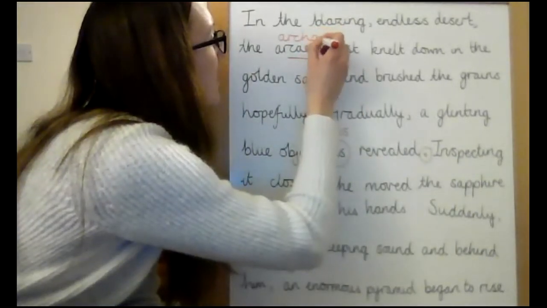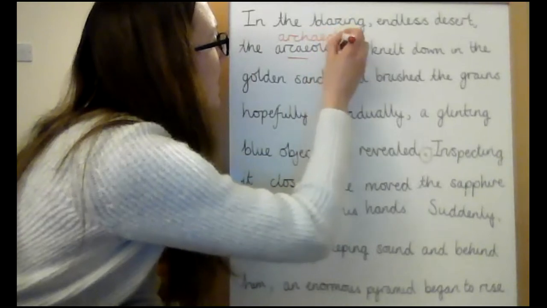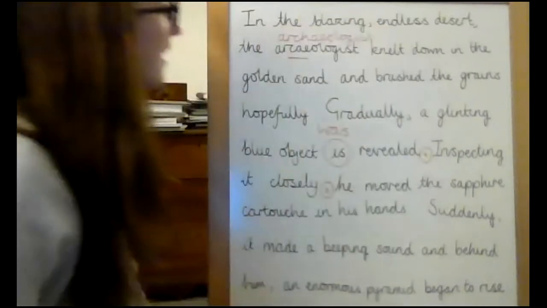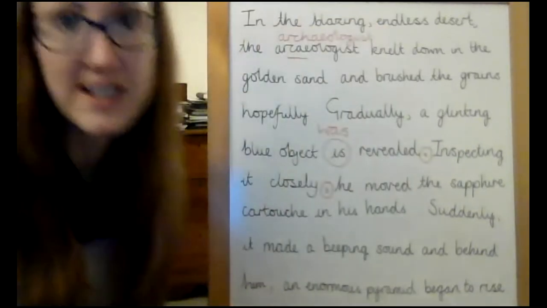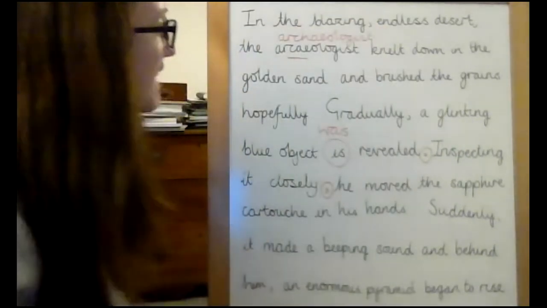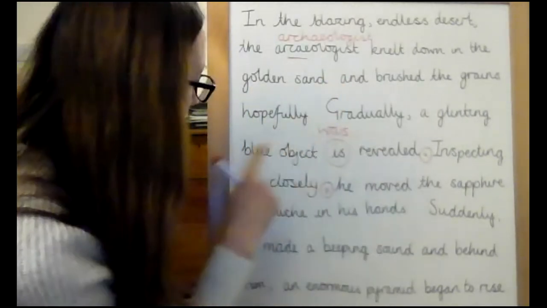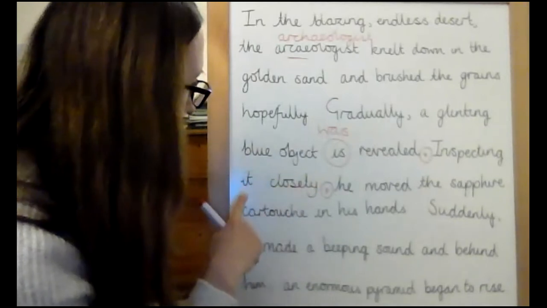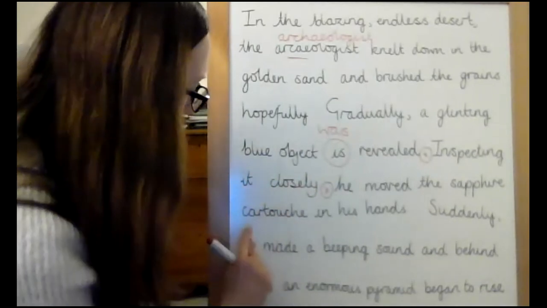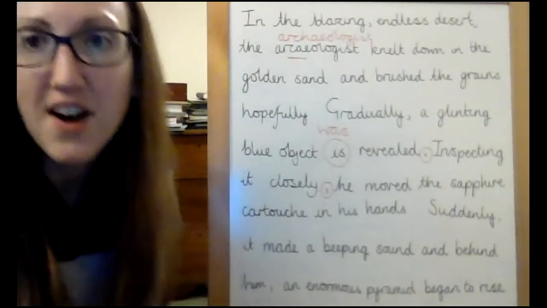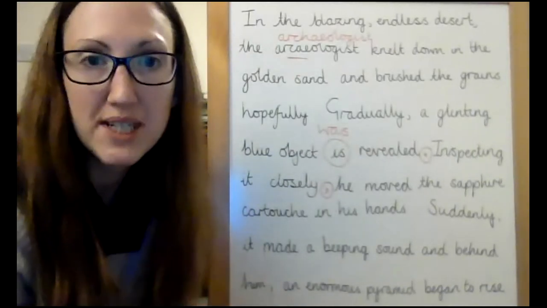A, E, O, L, O, G, I, S, T. Archaeologist. Brilliant. That looks much better now. Fantastic. Now I'm skimming through and scanning, and I can see that actually my spellings are fine. I'm going to double check cartouche. Yep, that's correct. My spellings are fine now. Just that one needed checking.